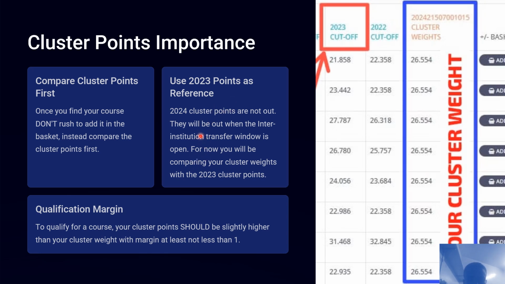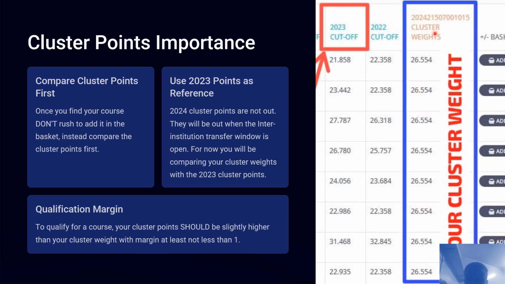Those people who may be asking about the cluster points for 2024: they are not yet out, but they will be out when the inter-institutional transfer window is open. Qualification margin: to qualify for a course, your cluster points should be slightly higher than the cluster weights, with a margin of at least not less than 1. So this is how you compare.